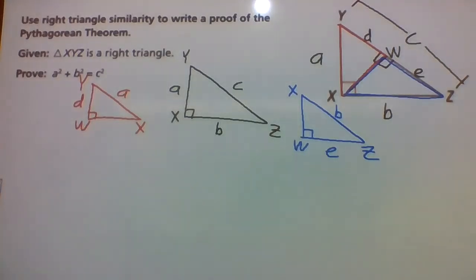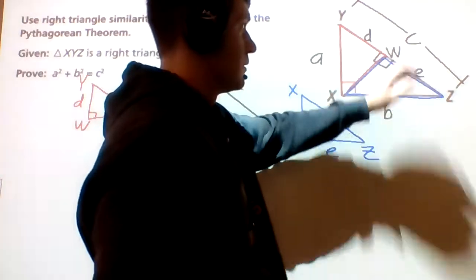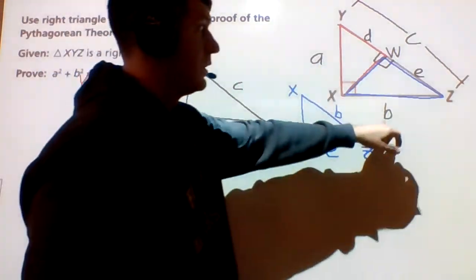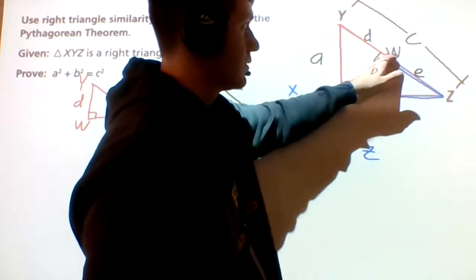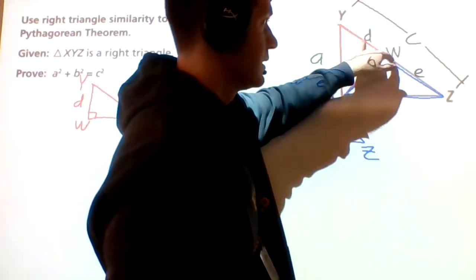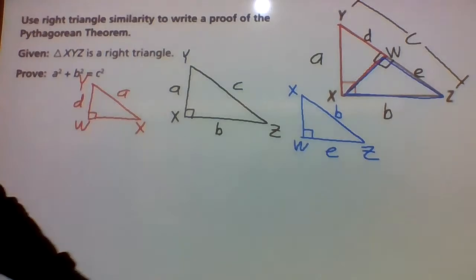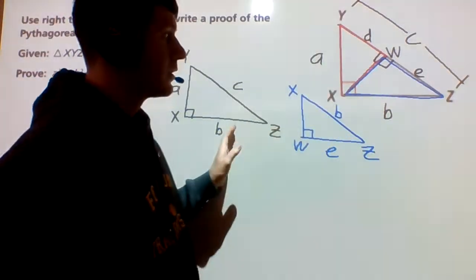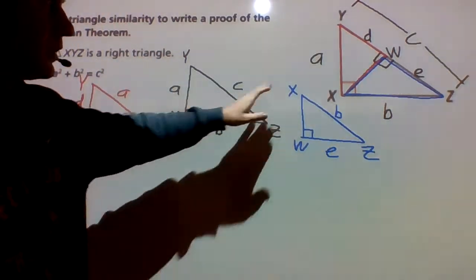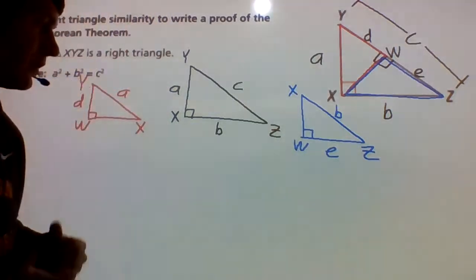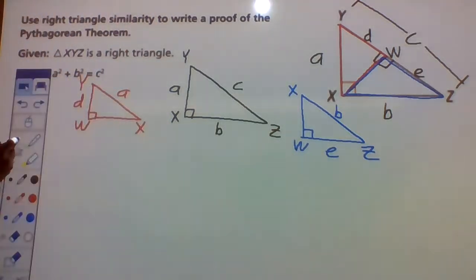So all we've done here is we drew an altitude, right? So we had A, B, and C in our big right triangle. We drew an altitude, and we split C into two pieces, D and E. So then we drew the three triangles separately, the big one in black, and then the top one here in red, and then blue. So we have our three triangles. We can start working here now.